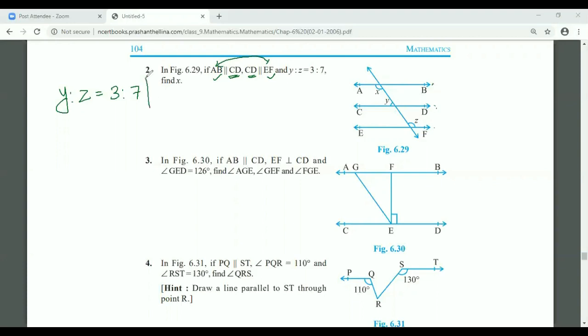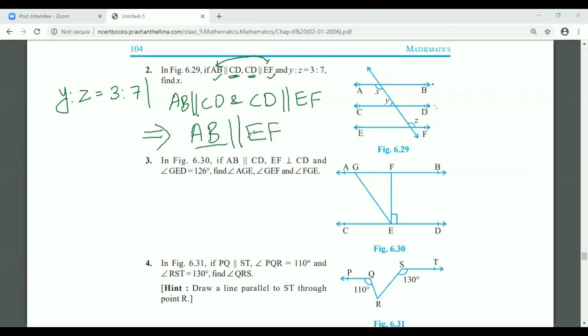So from the relation given, we can write AB is parallel with CD and CD is parallel with EF. These two results together give another result: AB is parallel with EF. So the first line and the third line are parallel. So you can see that X and Z are alternate interior angles, interior angles on opposite sides. They have the same measurement. So from here you can arrive at the next result: X is equal to Z.